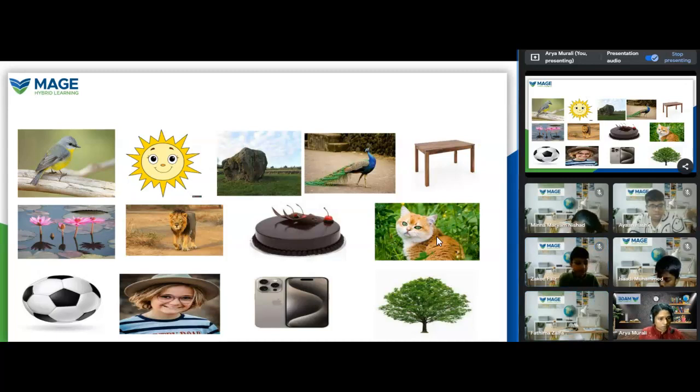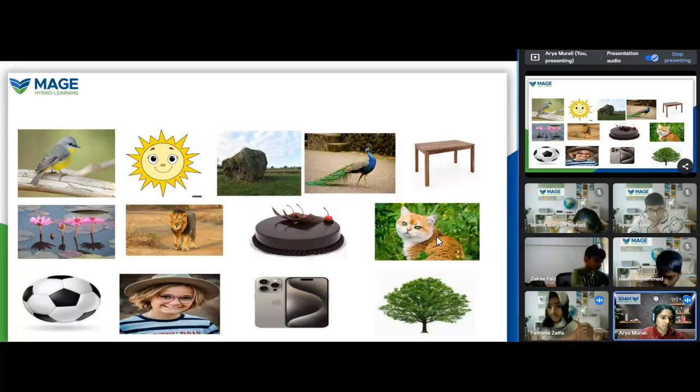Done, ma'am. I wrote the heading. Okay, very good. Is everyone completed? Can you show that to me, Saki? What did you write here? You have to write the names of living things and non-living things separately. In this picture, you have to categorize it into living things and non-living things.